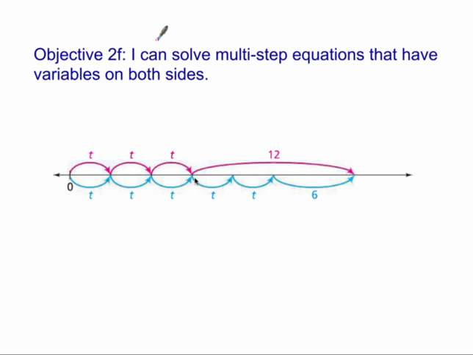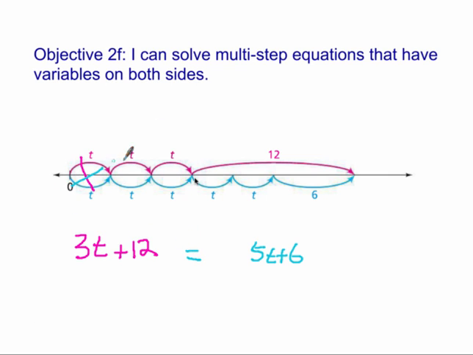Okay, so we're going to focus on 2F first, which is I can solve multi-step equations that have variables on both sides. So how are we going to solve this? Well, right here we can see that, let me write it like this. We have 3 t's on the top plus 12. And on the bottom part, we have 1, 2, 3, 4, 5 t's plus 6. And these actually equal each other. You can see it's the same length on this line, so they're equal to each other.